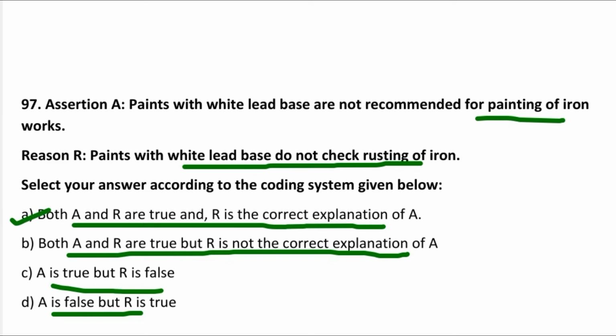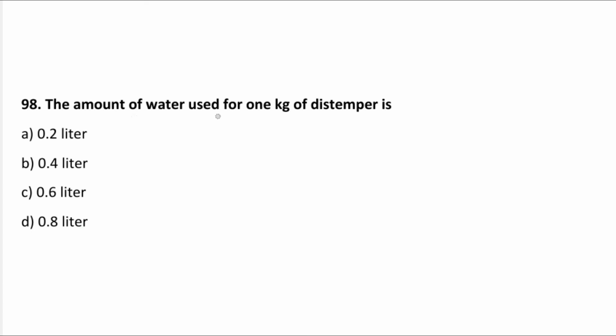So next question, the amount of water used for 1 kg of distemper is option A 0.2 liter, option B 0.4 liter, option C 0.6 liter, option D 0.8 liters. So the correct answer is option C 0.6 liters.